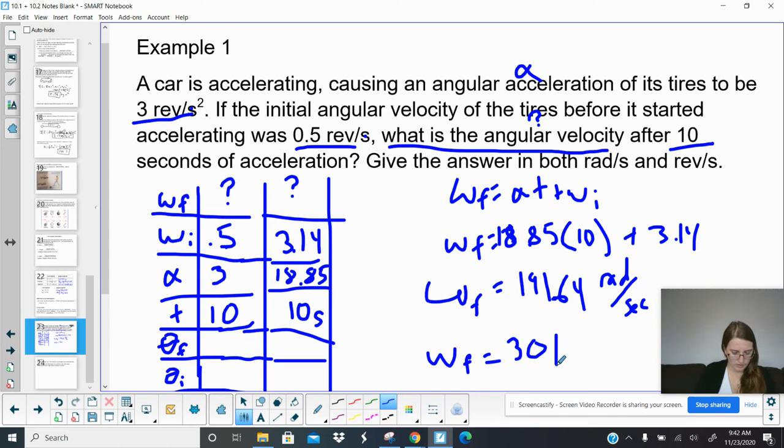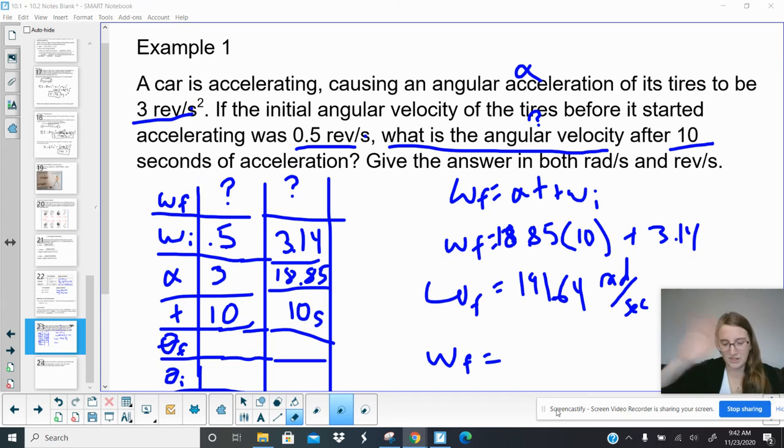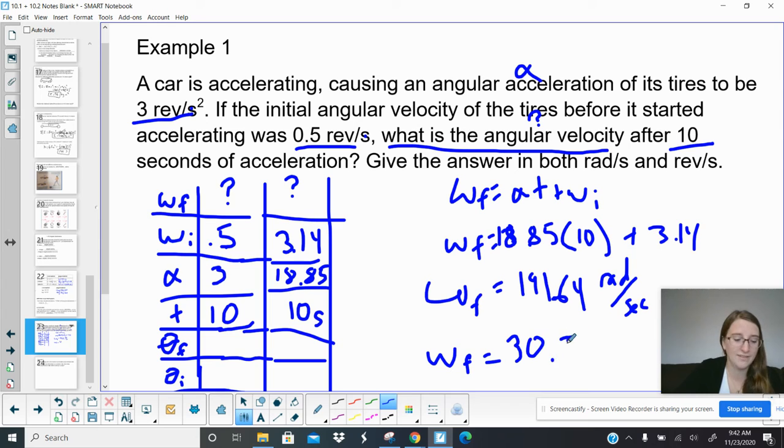Oh, 191.64 divided by 2 times pi. There. Oh man, 2 pi. There we go. Okay, careful with plugging that in. I didn't put parentheses around 2 pi, so it came out funny. So in revolutions per second, we have 30.5. That's revolutions per second.